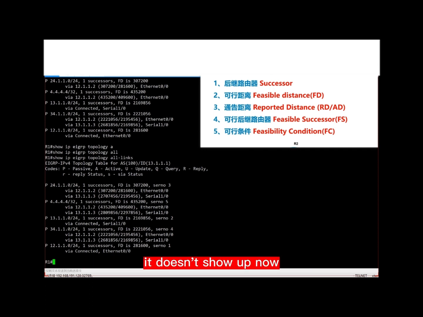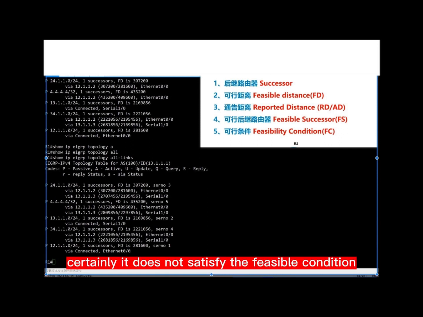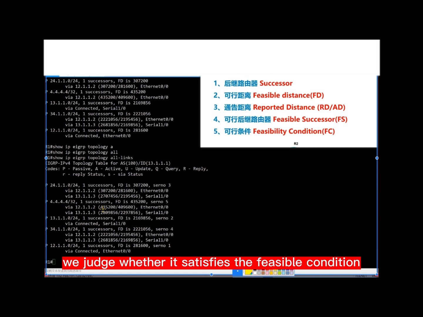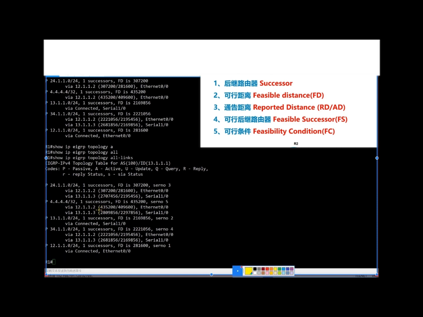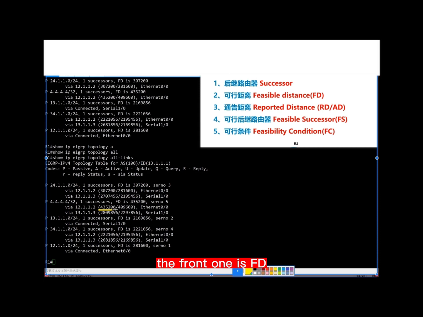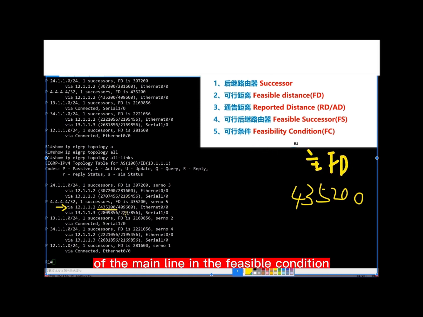It doesn't show up now. Certainly it does not satisfy the feasible condition. We judge whether it satisfies the feasible condition by looking at this parameter. Everyone please pay attention. Now there are two parameters in each parenthesis. The front one is FD. The latter is AD. So now for the main line, its FD is 435,200. This is the FD of the main line in the feasible condition.